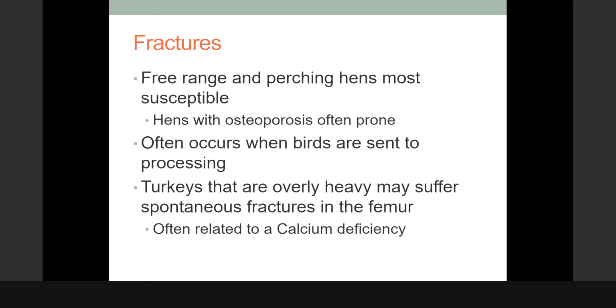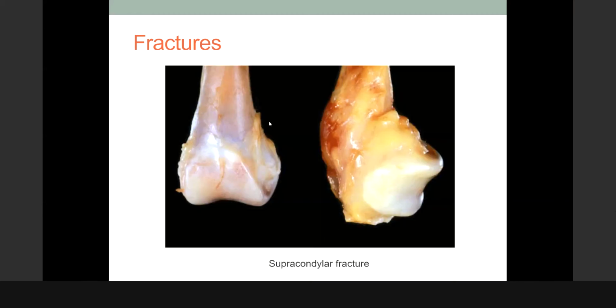So in chickens or hens, laying hens with a lot of fracture problem, you may want to consider adding more calcium in the feed. It often occurs when the birds are sent to processing. Sometimes this happens during catching itself. Okay. Sometimes if you have a rough handling when you are catching the chicken before you send them to slaughterhouse, they can also lead to a lot of fracture cases. Turkeys that are often overly heavy may suffer spontaneous fractures in the femur, often related to calcium deficiency. So this is an example. This is a normal bone, supracondylar fracture.